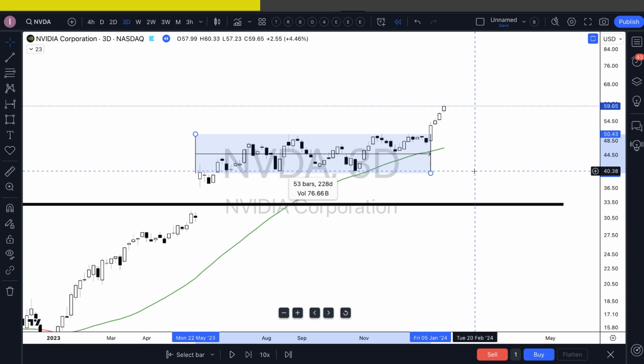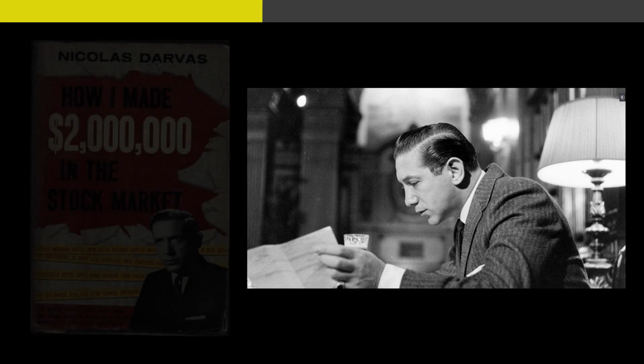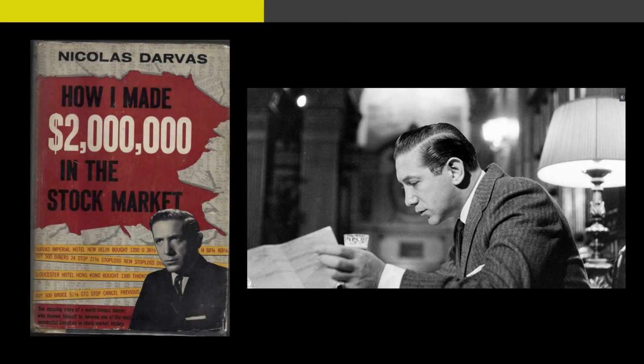Rectangles are another pattern. And the gentleman that kind of coined this term, the rectangle, was back in the 1950s in the US. His name, Nicholas Darvas. And he, of all things, was a professional dancer. He and his sister would travel the world. As he was traveling, he was trading, and he's a legend. He's passed away, but he's the one who put these rectangles on the map.